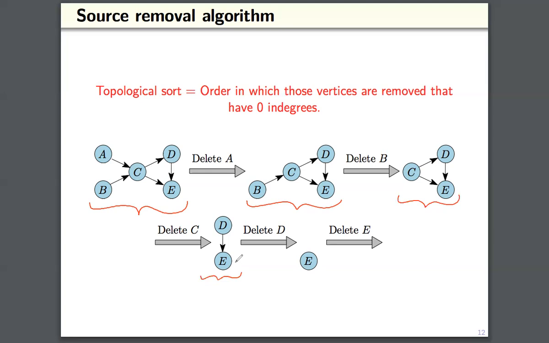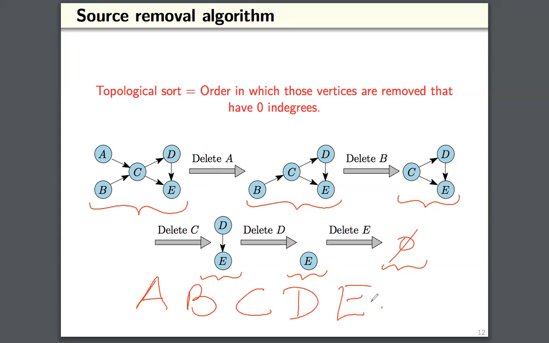So what vertices have in degree 0? D. Delete D. Okay, which vertices have in degree 0? E. Delete E. You get null, right? Nothing. That's your topological sort. Look at the order. A, B, C, D, E. That's your topological sort. Simple, right?